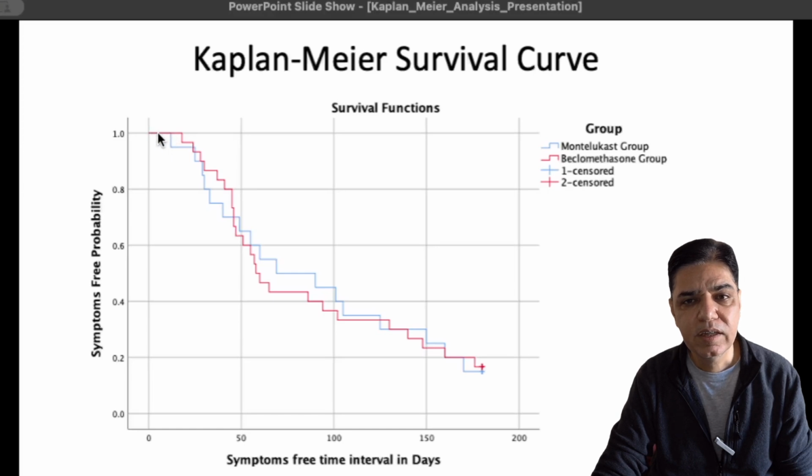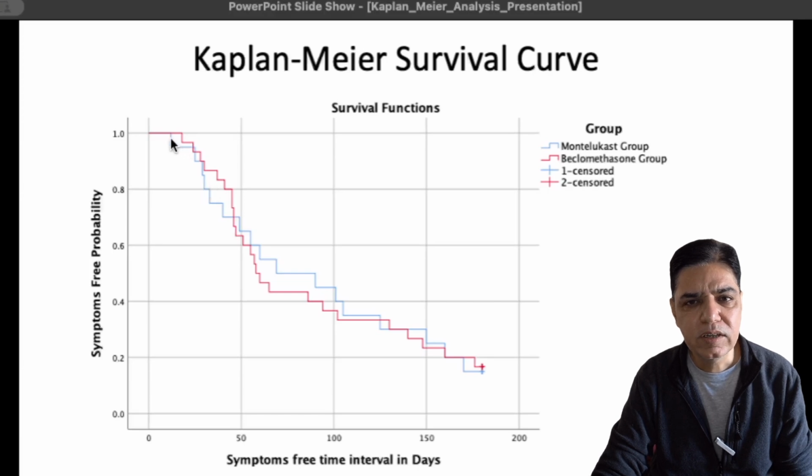So let's say at around 20 days, the first patient in the Montelukast group had an exacerbation. So we would record it as a vertical line. Then at around 30 days, another patient in the Montelukast group had an exacerbation. He came back, so we put another line here. On whichever day he came, we just put a line. The same goes for somewhere around 25 days, when the first beclomethasone child returned. Then around 30-35 days, the second one came. So every time there is a step down, a child is coming back with exacerbation.